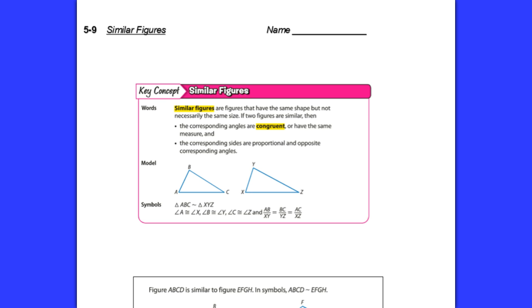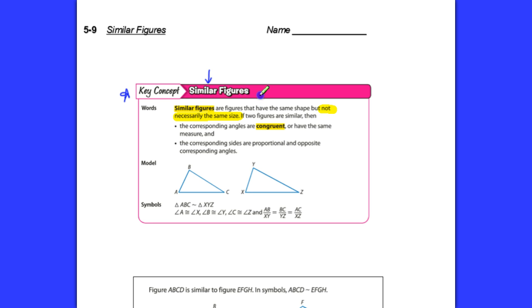Similar figures. Okay, let's begin with the key concept. The key concept of, well, what is a similar figure? Hopefully you've run into these before. Simply put, two similar figures have the same shape, but they're not necessarily the same size.